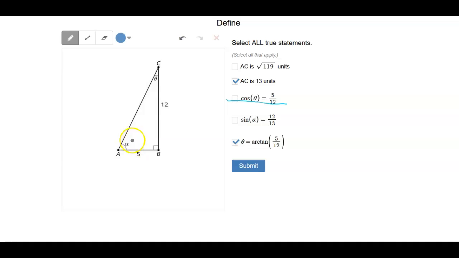And then lastly, we want to look at alpha. Here's our hypotenuse, here's our opposite, here is our adjacent. If we're talking about the sine of A, sine is opposite over hypotenuse. We just found that this side length over here is 13. So if we do the sine, we get the opposite over the hypotenuse, which is 12 over 13.